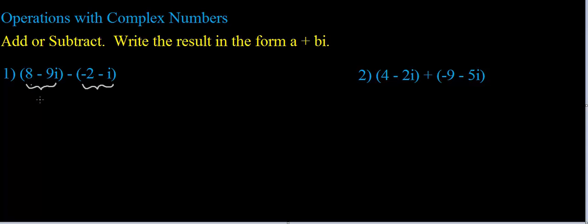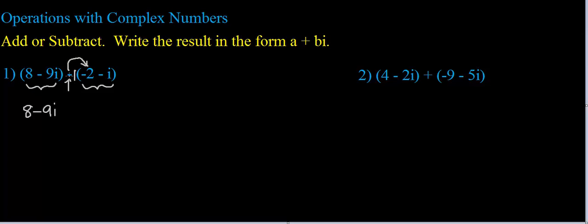Before we start subtracting, I'm going to remove the first parentheses, 8 minus 9i. And this minus here, be careful. Before I remove this parentheses, I need to distribute this negative inside of the parentheses. Imagine this is an invisible -1.